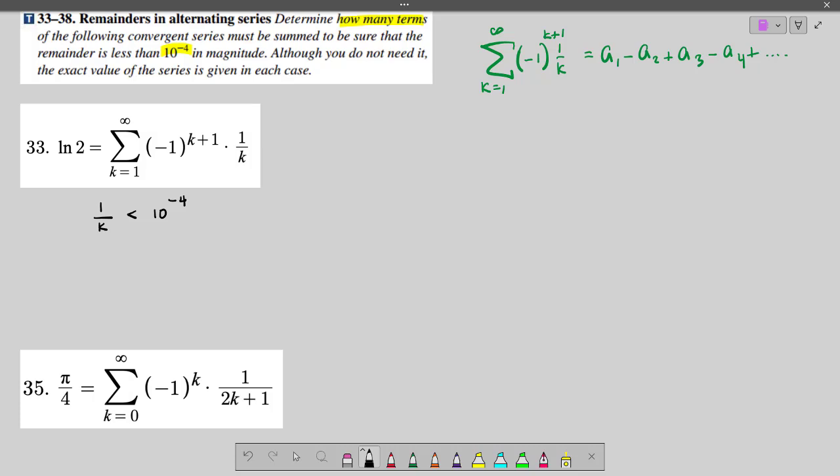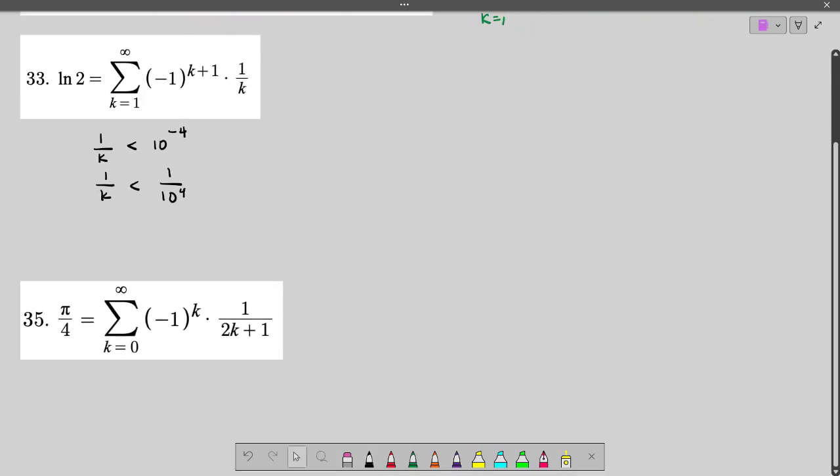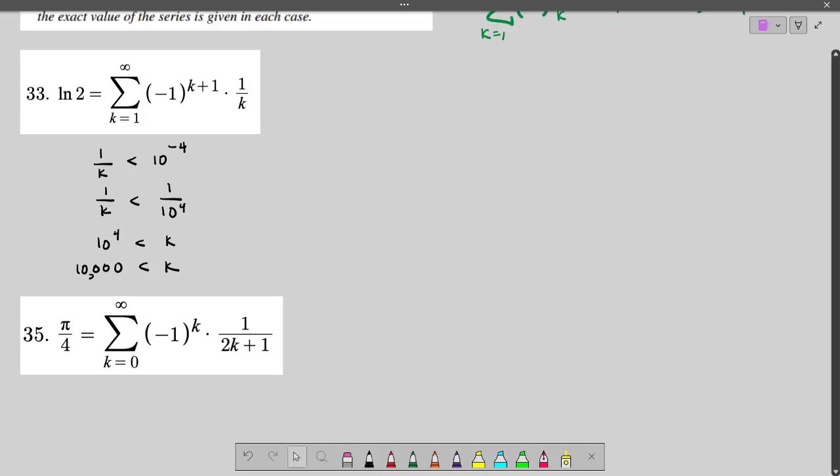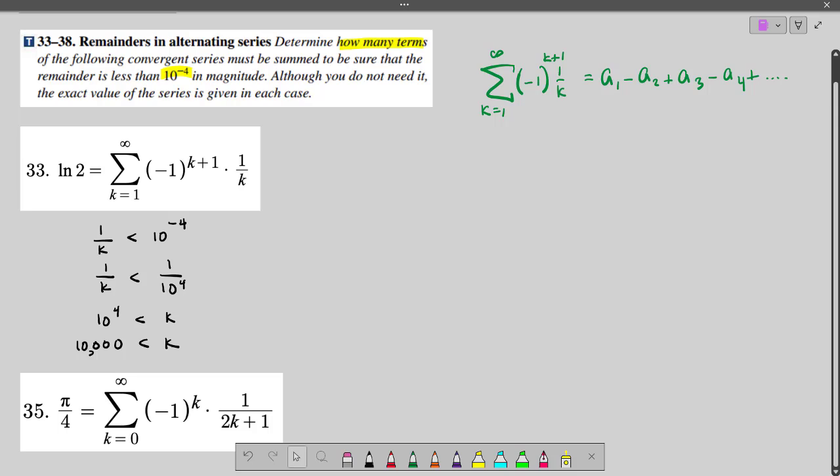So we want to know, what is the k value that does this? So this is going to be 1/k less than, we'll write this as 1/10⁴. Cross multiply. So we're going to have 10⁴ on the left, k on the right. So 10⁴ is 10,000. So k has to be bigger than 10,000. So any k bigger than 10,000 is going to have a magnitude that's under 10 to the -4. So as soon as we get out past 10,000 terms, all of those terms are going to have magnitudes under 10 to the -4.